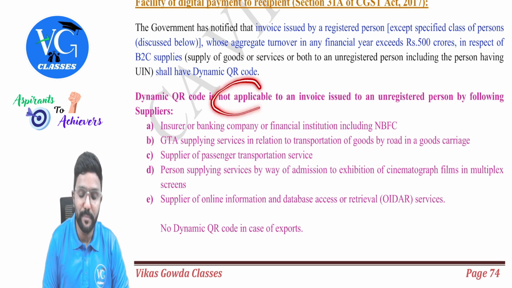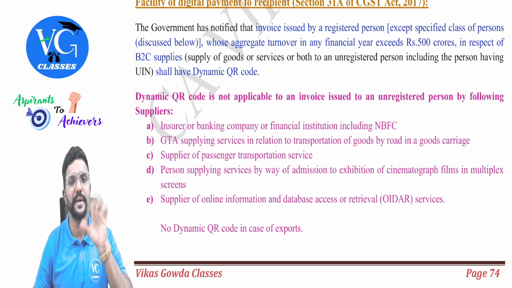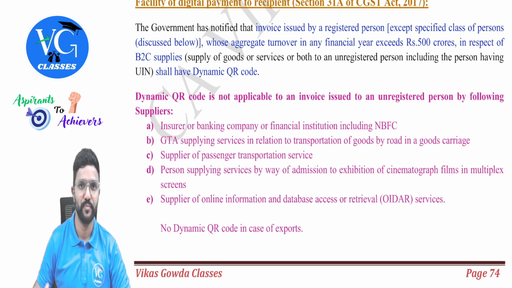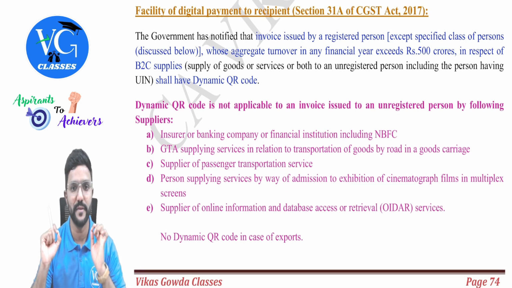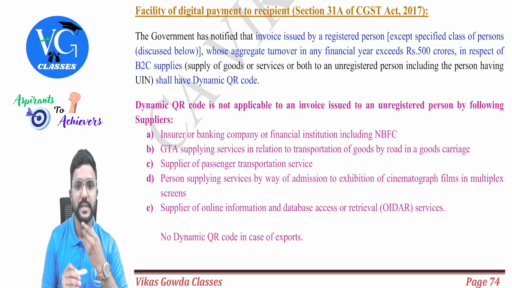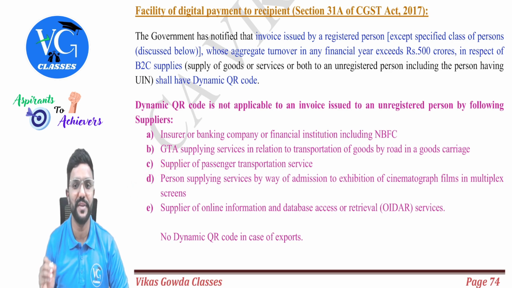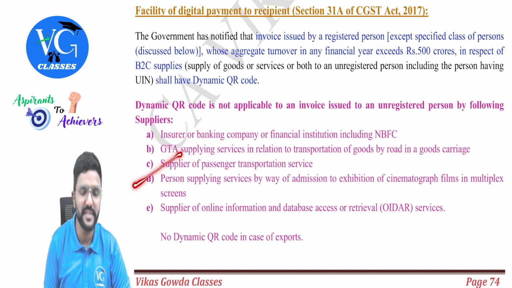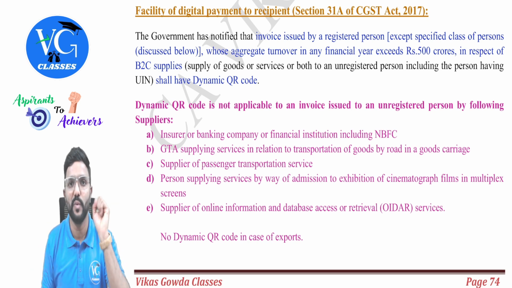Dynamic QR code is not applicable to an invoice issued to an unregistered person by the following suppliers. Okay. For the following suppliers, even though their aggregate turnover is more than 500 crore, still QR code is not mandatory. Who are those? Insurer or banking company or a financial institution including NBFC, GTA supplying services in relation to the transportation of goods by road in goods carriage, supplier of passenger transportation services, then person supplying services by way of admission to exhibition of cinematograph films in multiplex screens, that is PVR, Inox and all, supplier of online information and database access or retrieval services. A similar list which we already saw for e-invoicing exemptions.